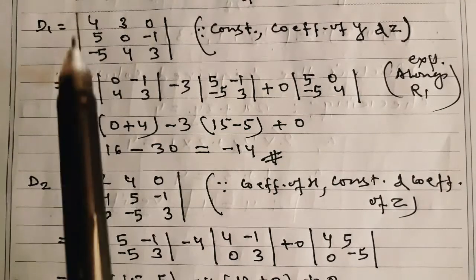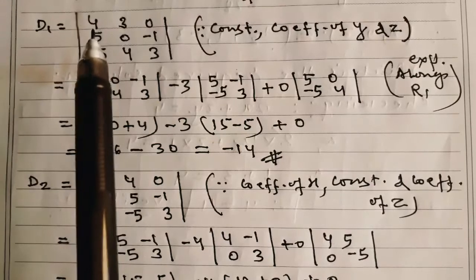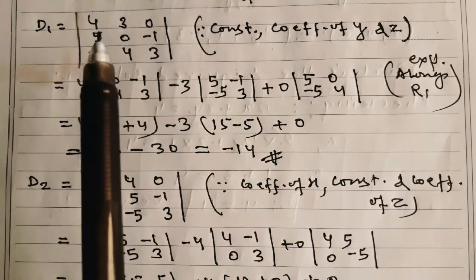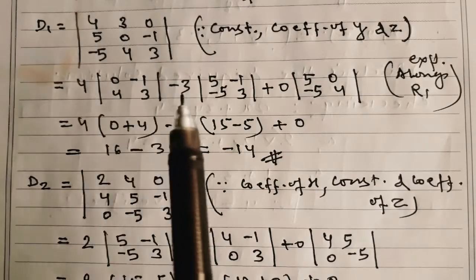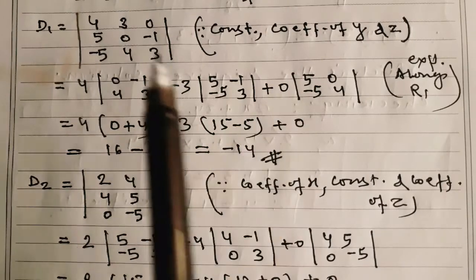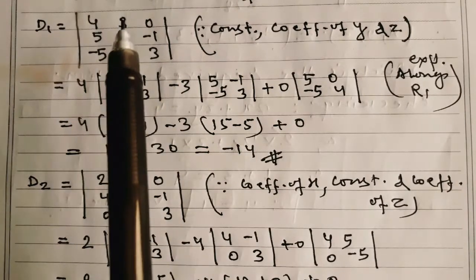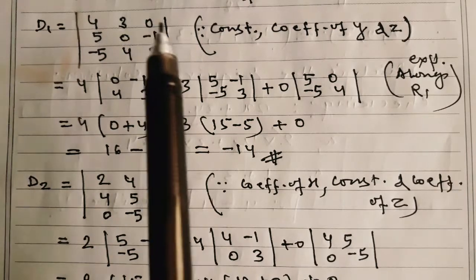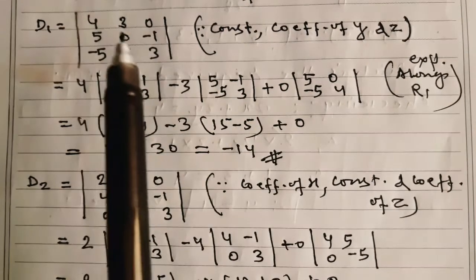Now to find the value of this determinant, we are going to expand by taking the first row. In the first row, the elements are 4, 3, 0. According to the sign rule, the sign of the first element is plus, the sign of the second element is minus, and the sign of the third element is plus. Plus, minus, plus.